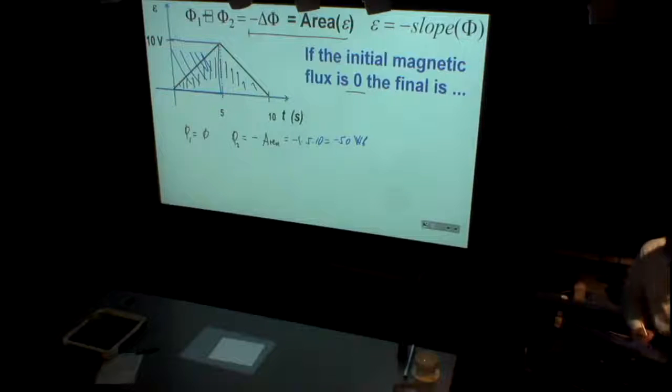And as we have mentioned, the graph for the flux should be quadratic. So what does it look like? Well, at first the slope should be negative because EMF is positive, up to this point, up to 5 seconds. And then the slope should become positive. So this is negative, then positive. How do I draw it?